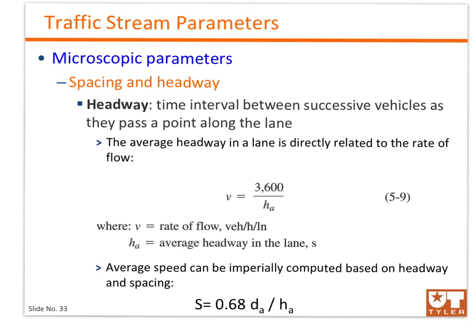Based now on the average headway, which is HA, and the average spacing, which is DA, the average speed can be empirically computed based on both parameters, headway and spacing. This empirical equation, which is based on observations, is equal to 0.68 times the average spacing over the average headway, and that would give me the speed.